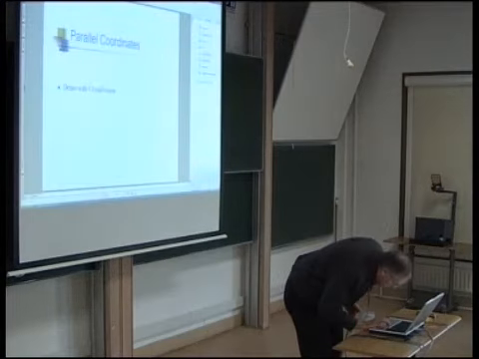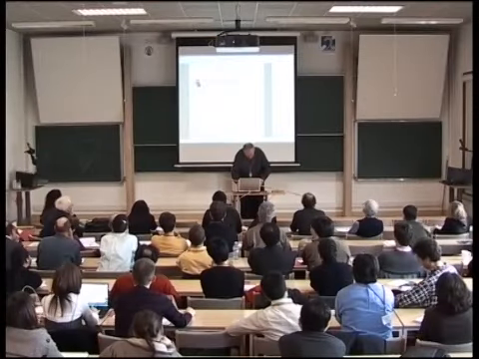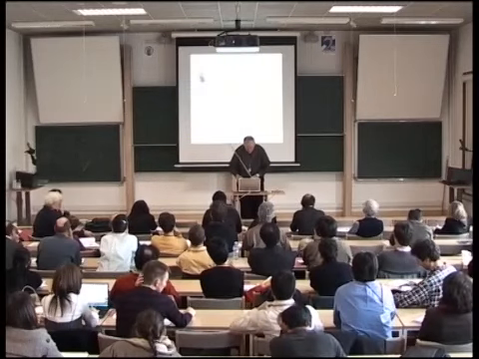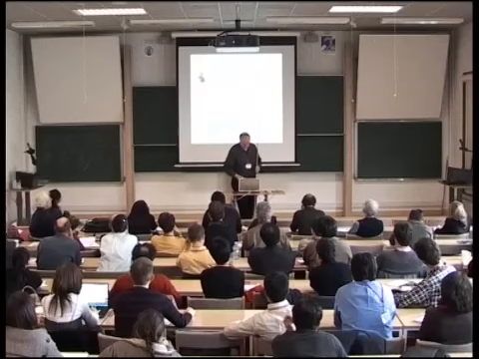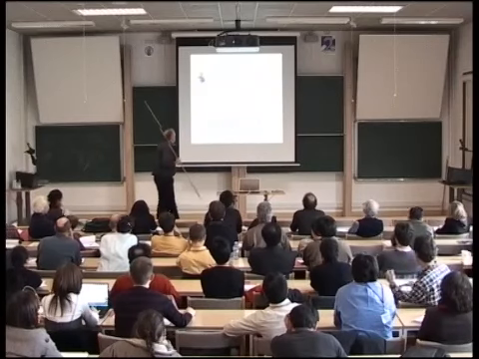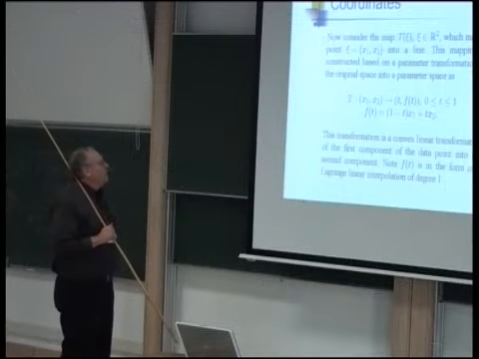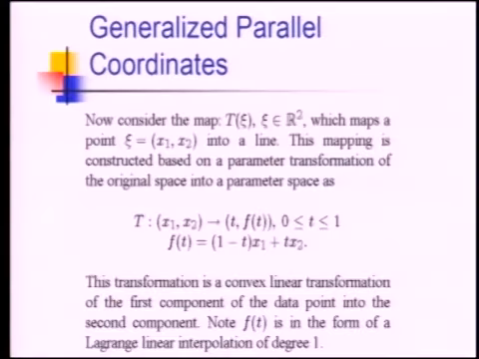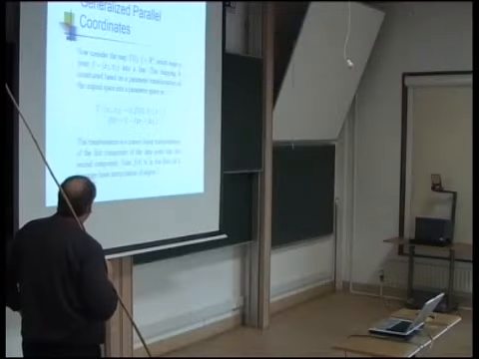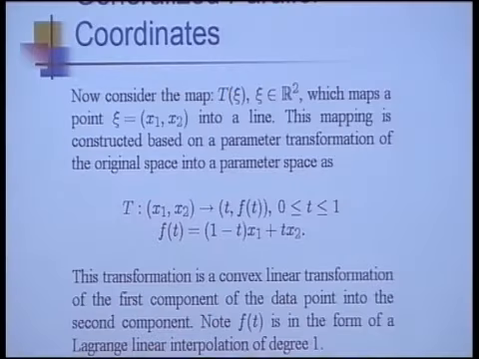Okay, so that's a little bit of a demonstration of how we do that stuff, or how it looks when we do it. So let me try and tell you a little bit about how we do this stuff. So conceptually, we can think of a mapping T of C, which maps a point x1, x2 into a line. So T maps a point x1, x2 into a line T and f of T. If f of T is (1 minus t)x1 plus tx2, this convex linear transformation of the first component into the second component is basically a Lagrange linear interpolation of degree 1.